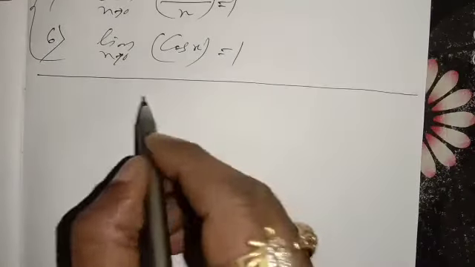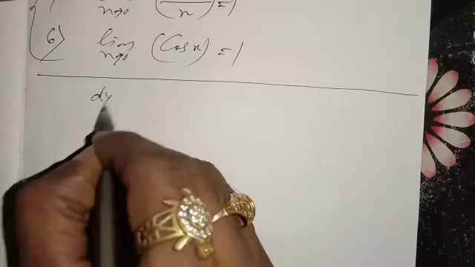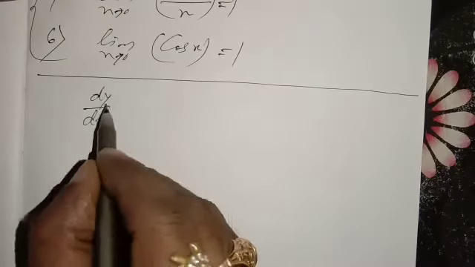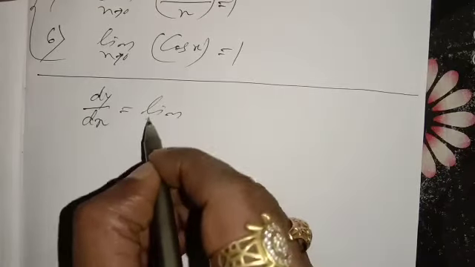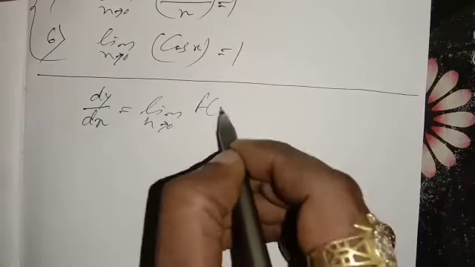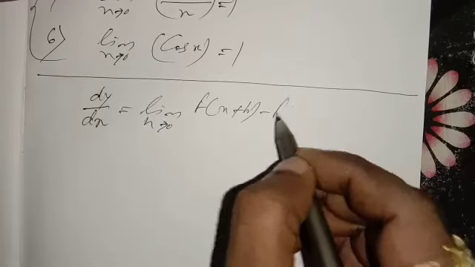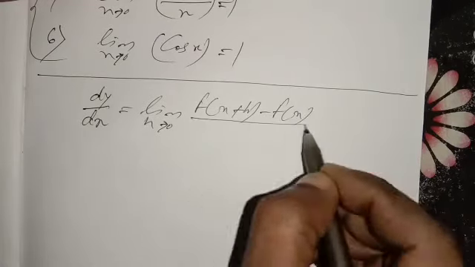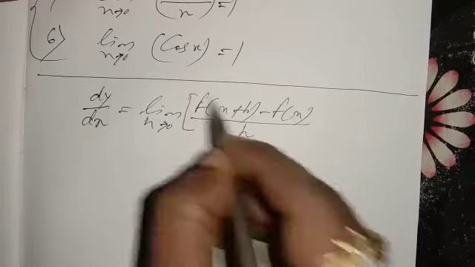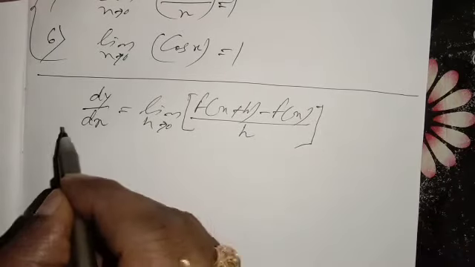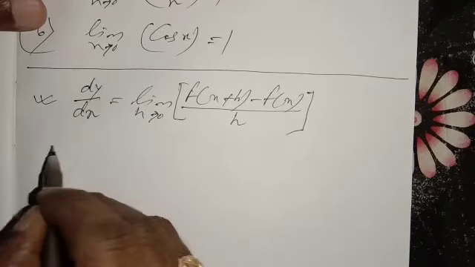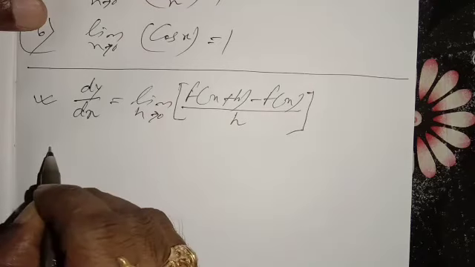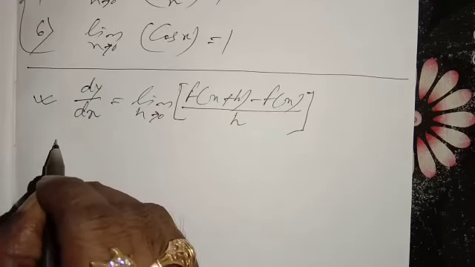The derivative formula I have already discussed. What is derivative? dy by dx, derivative of y with respect to x, which is equal to limit h tends to 0, (f of x plus h minus f of x) divided by h. You have to memorize this formula. And next, we have to memorize the derivative formulas.